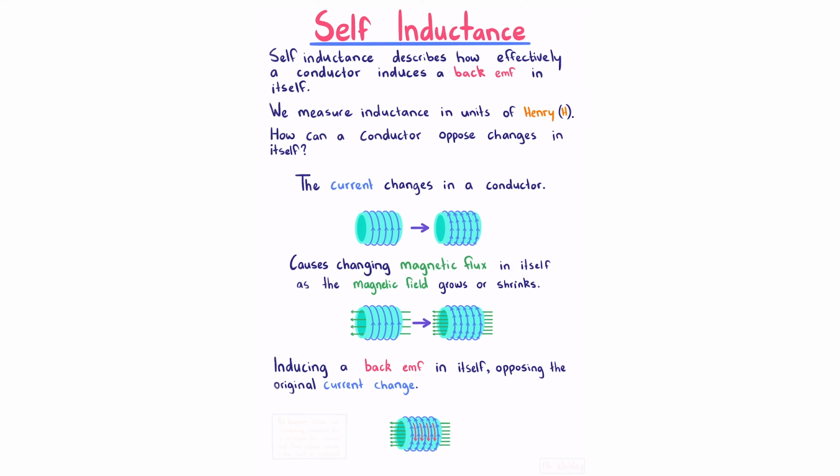And so just to recap, we have a current changing, resulting in a changing magnetic flux, which induces a back EMF that opposes the original current change. And note that the diagram shows an increasing scenario. For a decrease, the current and flux instead reduce, and the EMF is reversed.